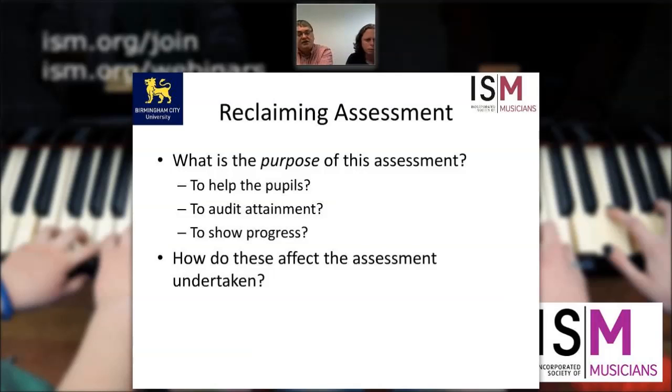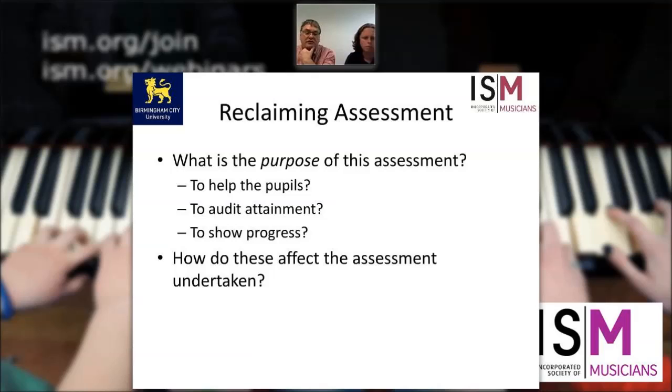So let's go back to that question about what is the purpose of this assessment. Is the purpose of assessment to help the pupils? Is it to audit attainment, or is it to show progress? And if you do have to report using national curriculum levels, then that's what you're going to have to do. It might help clarify the thinking if, as teachers, we really think about the notion of purpose. We think about helping pupils. We think about whether we're auditing attainment or we're showing progress. And maybe we try not to do too many things all in one go.